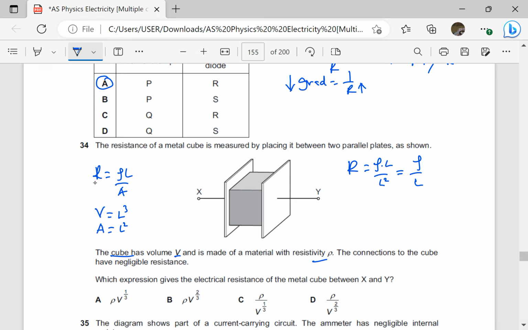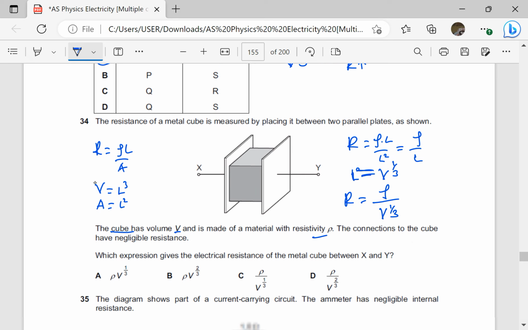But note that the volume is L cubed, meaning L is equal to the cube root of the volume, which is volume power a third. L is going to be volume power a third. So R is going to be rho, where there is L, I will put volume power a third. So which expression gives the electrical resistance of the metal cube between X and Y? The answer is going to be C.